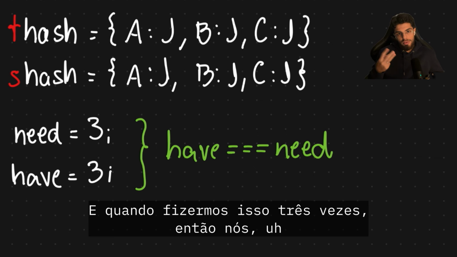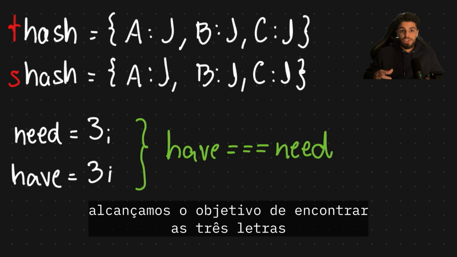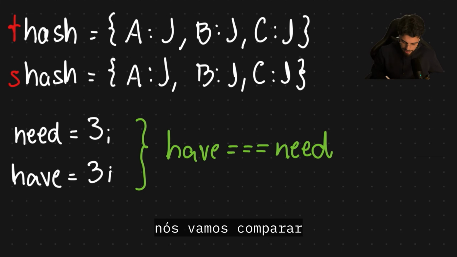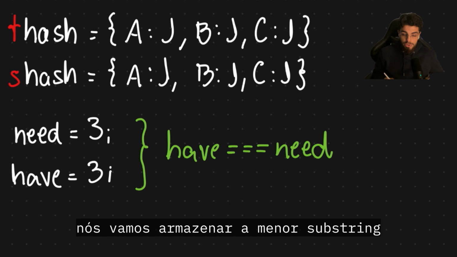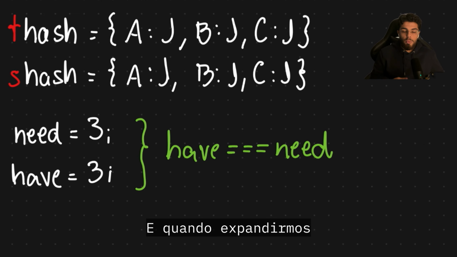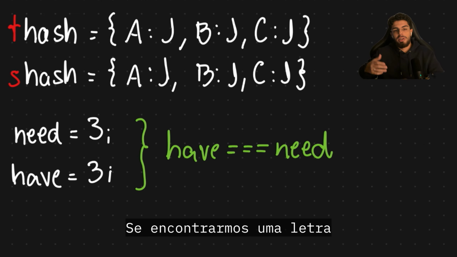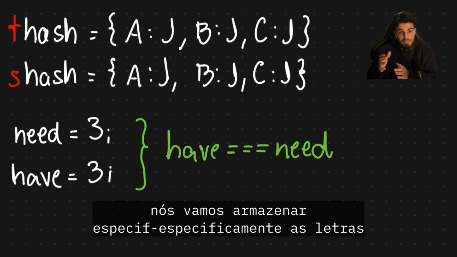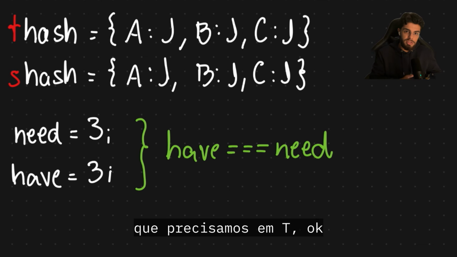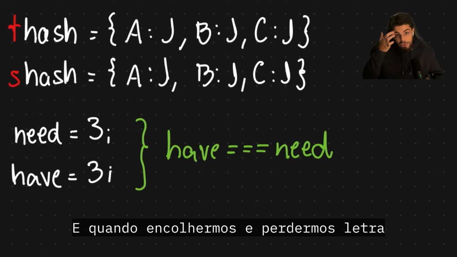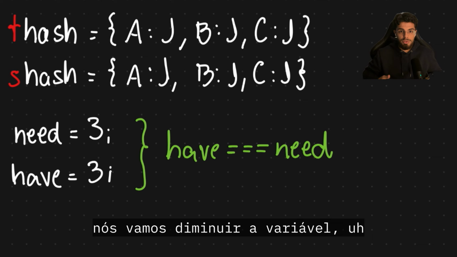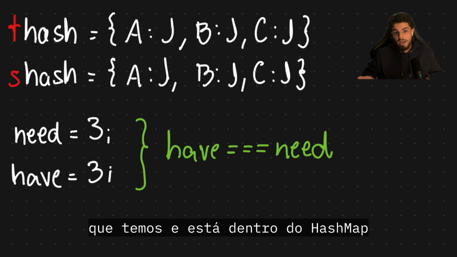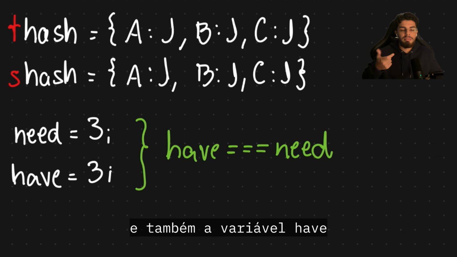And when we do it 3 times, so we have achieved the goal of finding the 3 letters, we're going to compare, and if they are equal, we're going to store the smallest substring. And when we expand, we're going to do this. If we find a letter, we're going to store specifically the letters that we need in T, okay? And when we shrink and we lose a letter, we're going to remove it. We're going to decrease the count inside the hash map, and also the have variable.